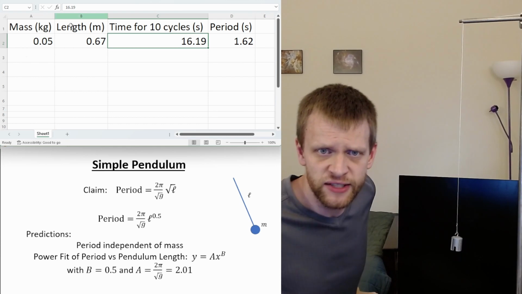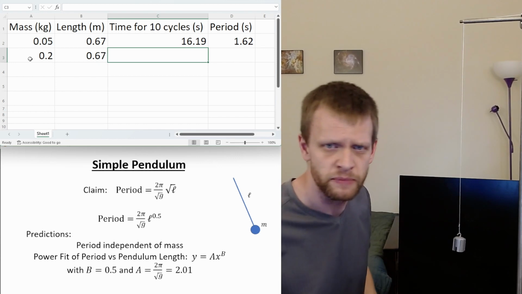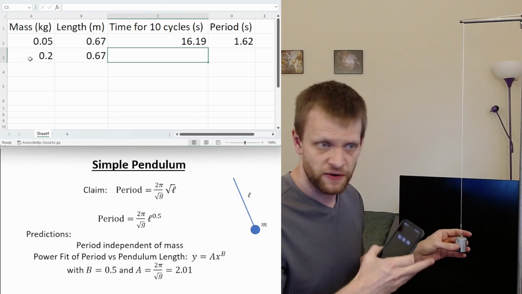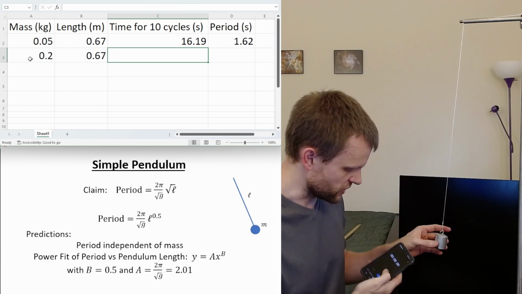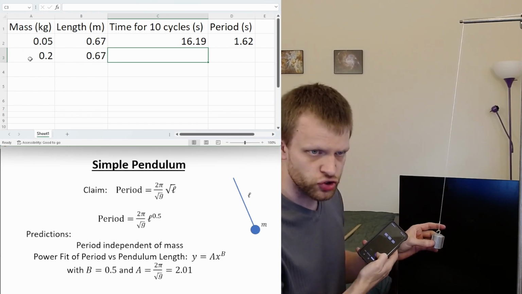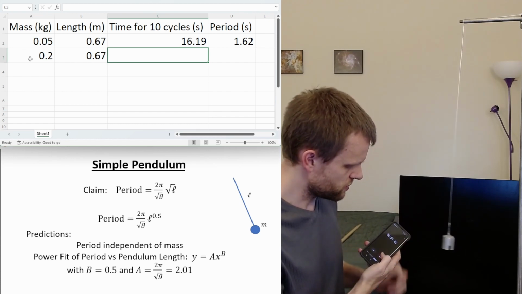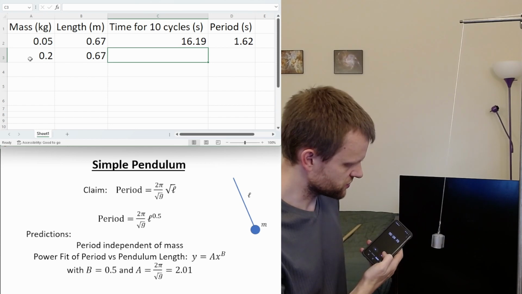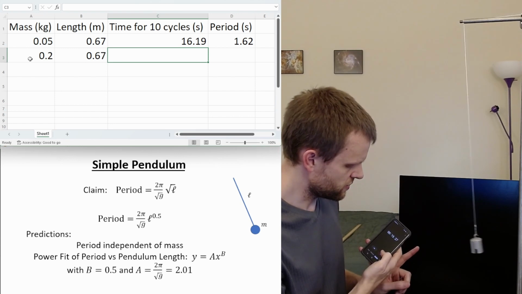So again, we've changed this to a 0.2 kilogram mass. Length is still 0.67 meters. And let's reset. We've identified that it doesn't really matter how much I pull this to the side. I'm still going to go with a fairly small amplitude oscillation. So let's start this trial in 3, 2, 1, start. 1, 2, 3, 4, 5, 6, 7, 8, 9, stop.